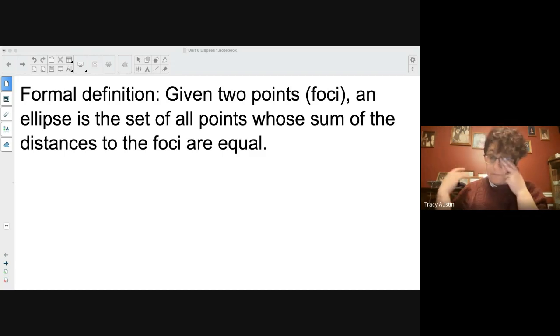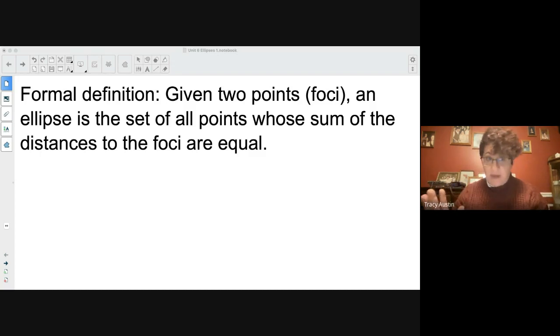All right, so with a parabola, we had all the points that were equidistant from a focus point and a directrix line. Okay, so now we have two foci, that is the plural of focus, and the ellipse is all of the points where you check the distance to both foci, and you add those distances together. Okay, and the sums are all equal.